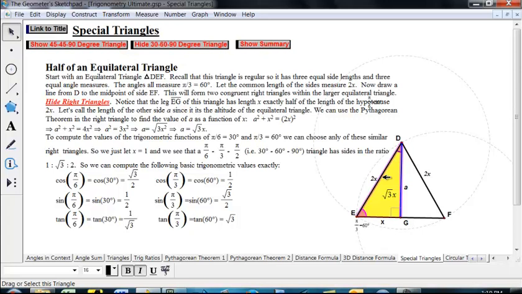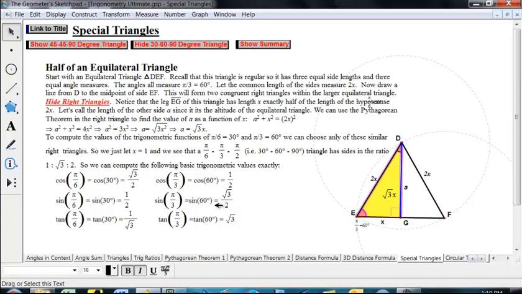So this time the cosine of 30 degrees was square root of 3 over 2. So the sine of 60 degrees is also square root of 3 over 2. The sine of 30 degrees is 1/2, so the cosine of 60 degrees is 1/2.